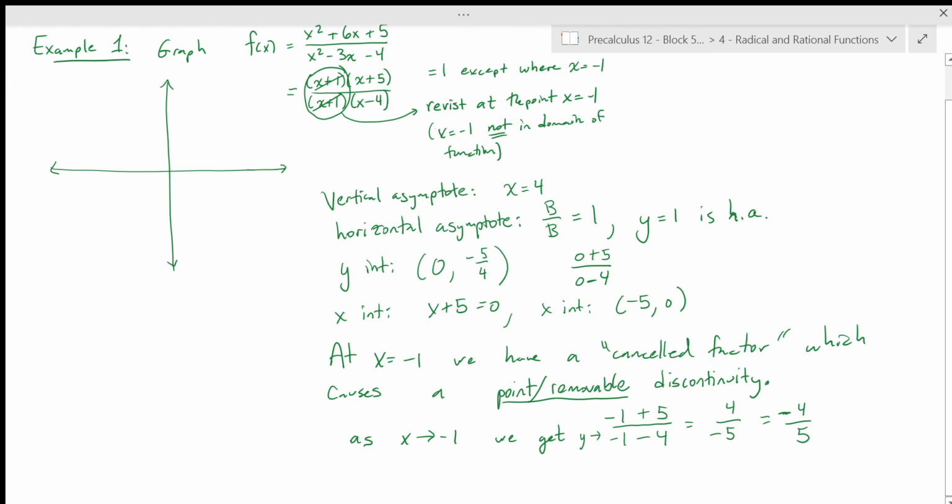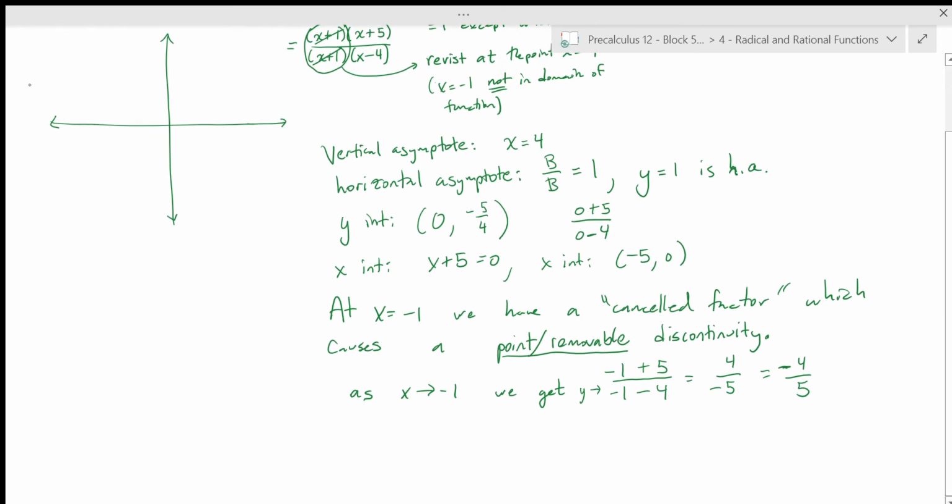So what this means is the way we draw it is we just draw a little hole in the graph. The technical word is point or removable discontinuity, but hole is what we can use in conversation. And that's also what it looks like when you draw it into the graph. That is going to be at negative 1, comma, negative 4/5.